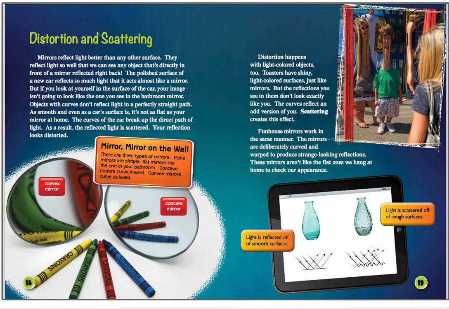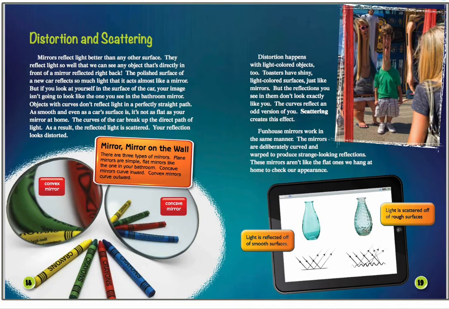Distortion and scattering. Mirrors reflect light better than any surface. They reflect light so well that we can see any object that's directly in front of a mirror reflected right back. The polished surface of a new car reflects so much light that it's almost like a mirror. But if you look at yourself in the surface of a car, your image isn't going to look like the one that you see in the bathroom mirror.